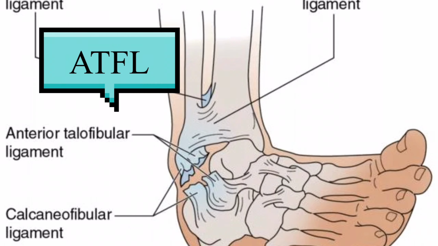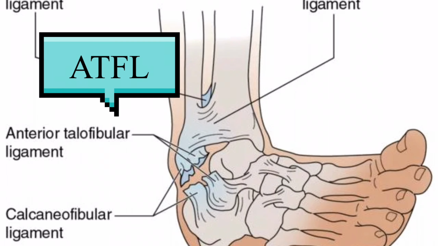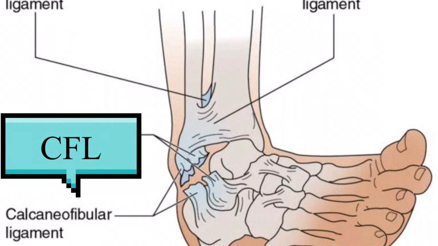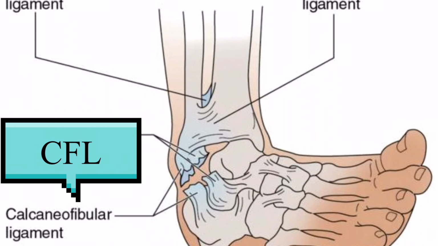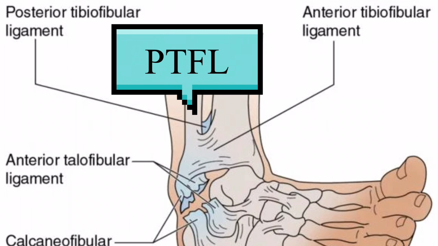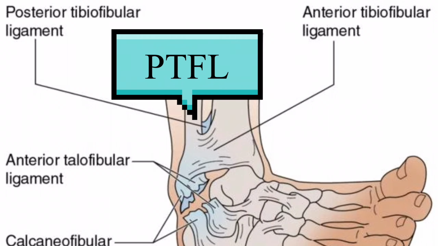talofibular ligament (ATFL), which connects the front of the talus bone to the fibula or shin bone, the calcaneofibular ligament (CFL), which connects the calcaneus or heel bone to the fibula, and the posterior talofibular ligament (PTFL), which connects the back of the talus bone to the fibula.